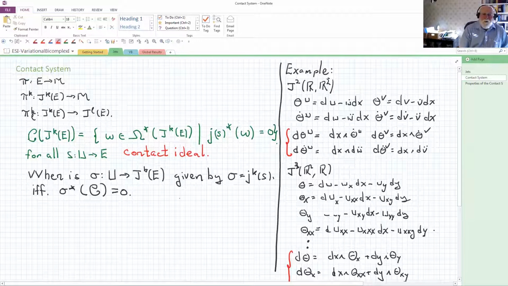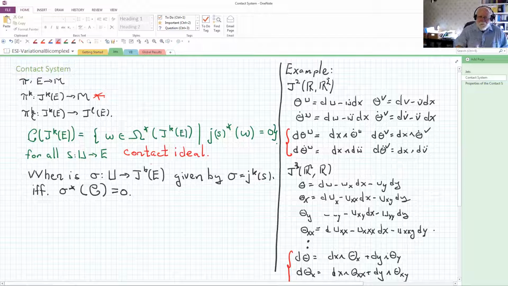So the most important property of this jet space: we have projection maps from one jet space to another, but by far the most important property is that it has a privileged structure on it called the contact ideal. You can view this contact ideal either as a collection of one forms, defining a Pfaffian system, or you can take the annihilator and think of it as a distribution. It's often called the Cartan distribution.